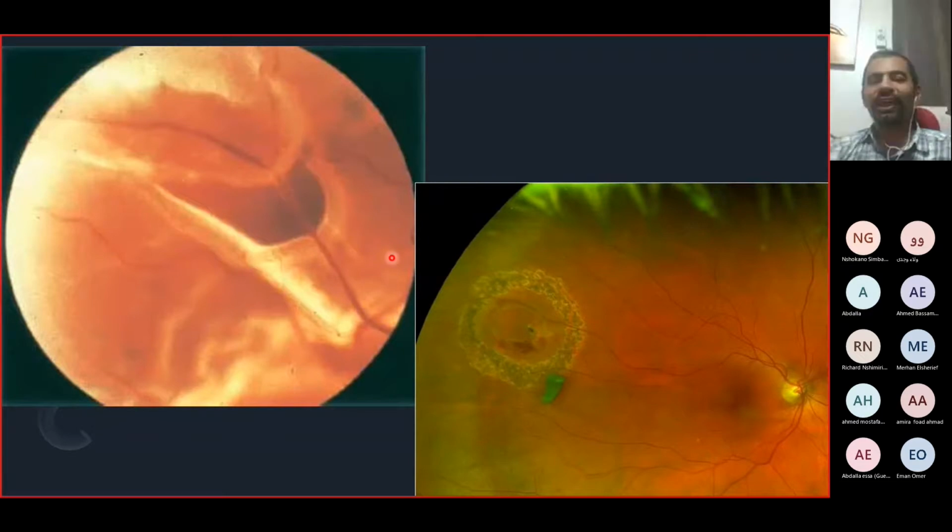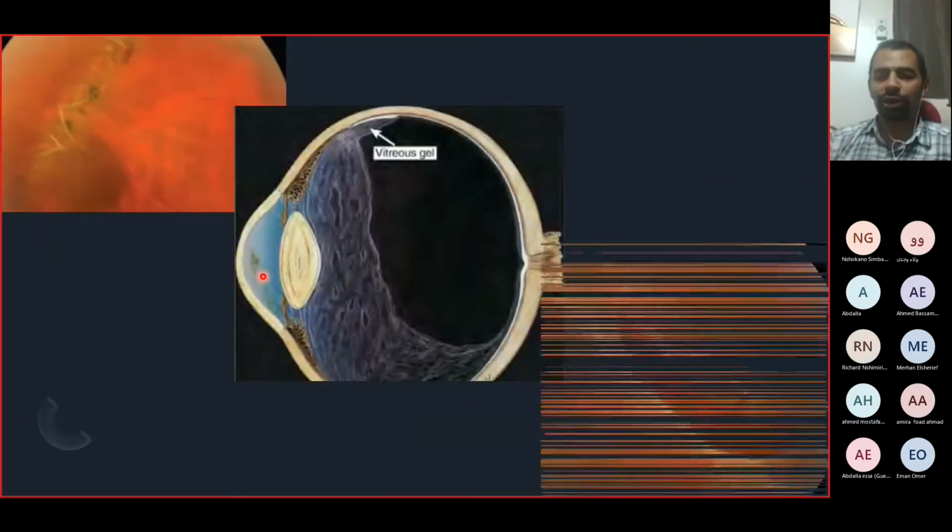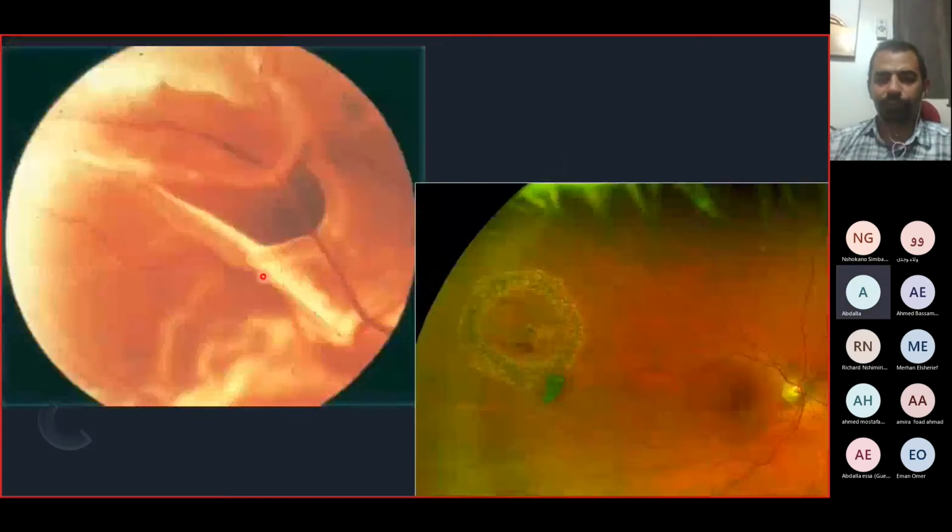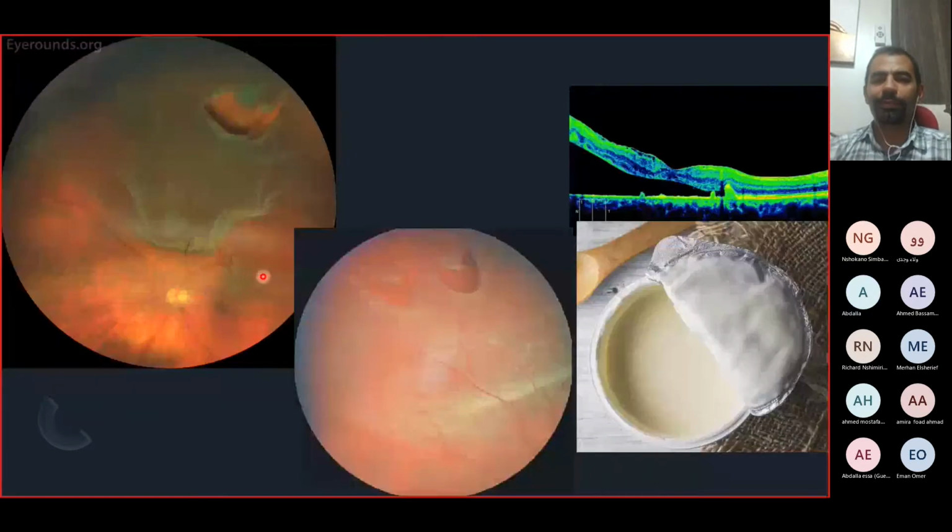The retina will not take the laser because the laser should be absorbed by the retinal pigment epithelium to produce the thermal effect and do the photocoagulation. If the retina is detached, there will be no uptake of laser. So you want to flatten the retina first and then do laser treatment. This is what we do here in this type of pneumatic retinopexy.